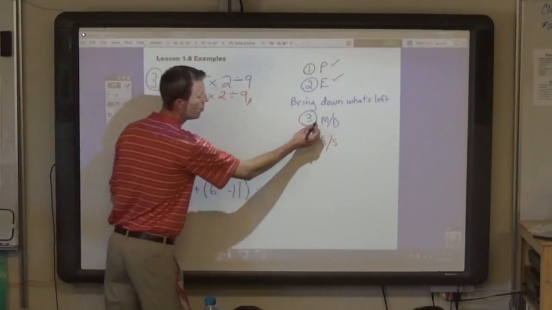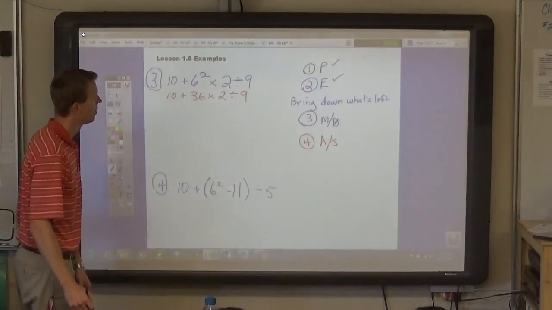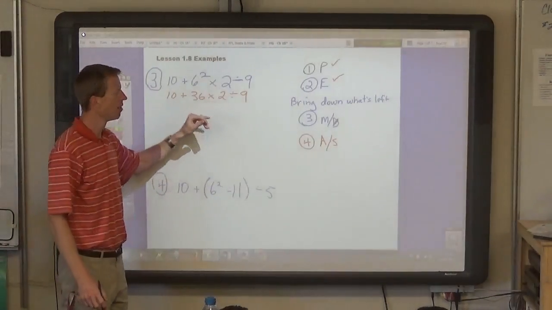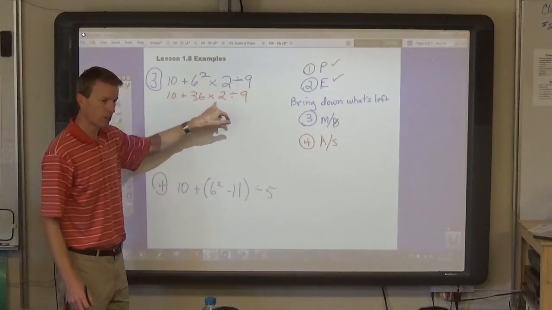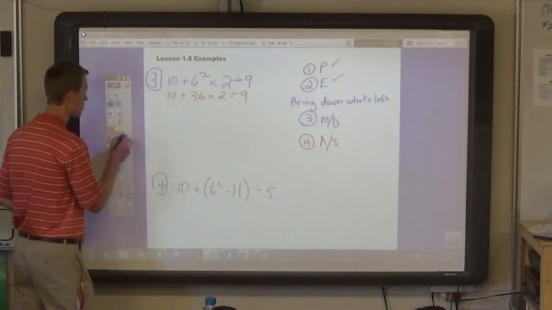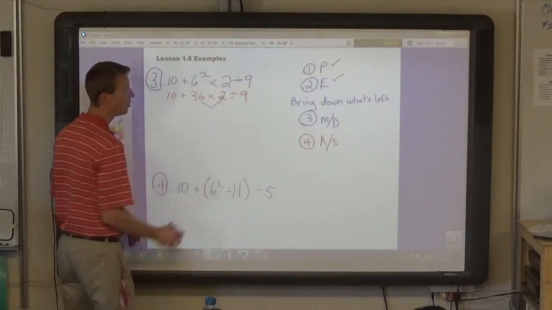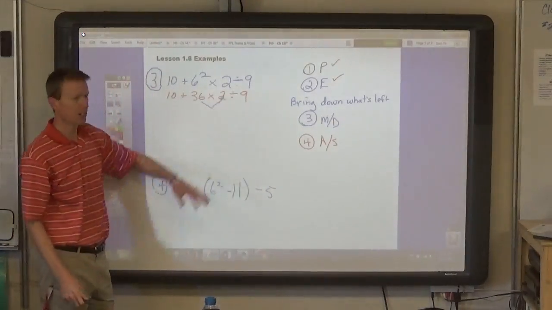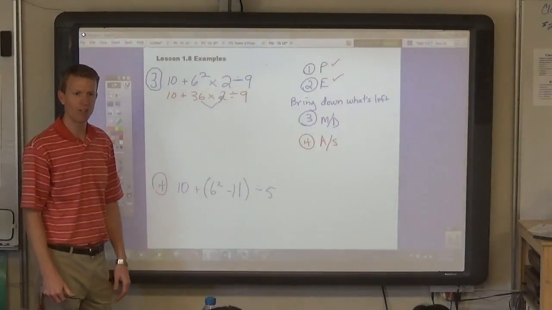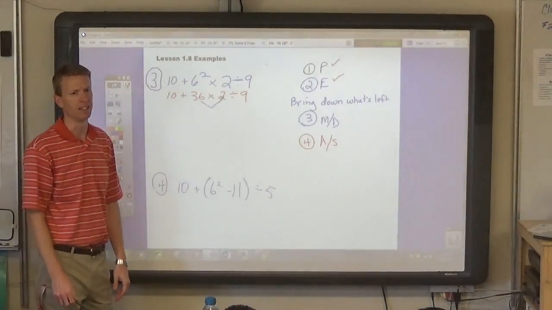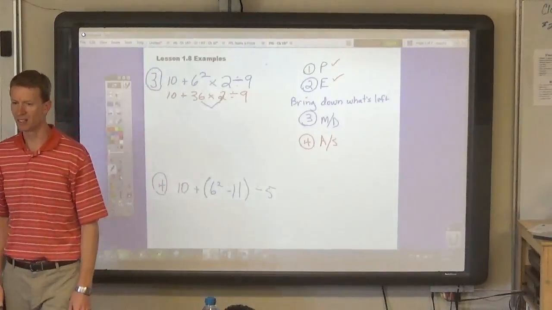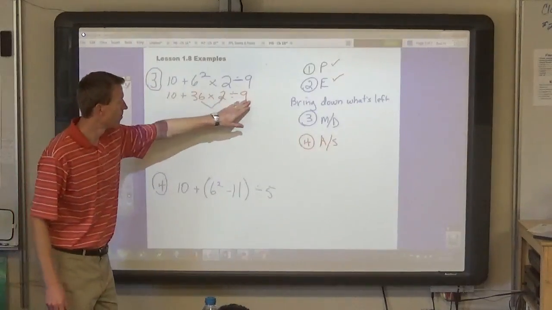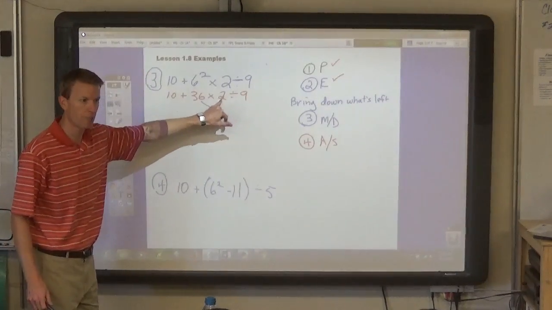Now, step 3 is to do the multiplication and division. So, starting from left to right, do the multiplication and division. The first multiplication and division is 36 times 2. If we start with 2 divided by 9, oh, there's some division, let's just do that. 2 divided by 9. Let's see. Oh boy, that's kind of hard. That's because it's in the wrong order. Do 36 times 2 first.